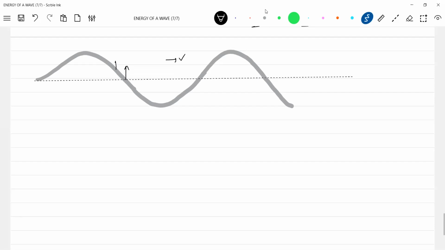Some idea like this, no? This is speed regarding. Now I'm giving even the length of arrows also. That will indicate what? The magnitude of speed.